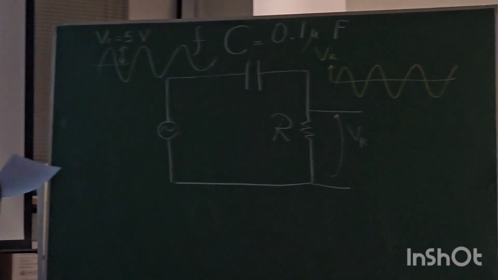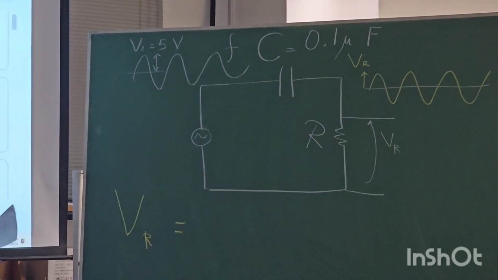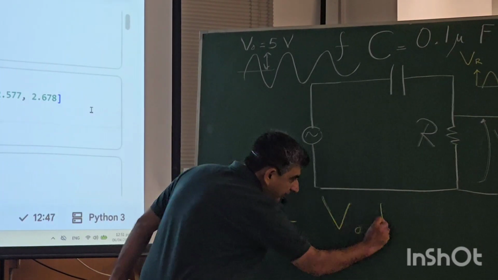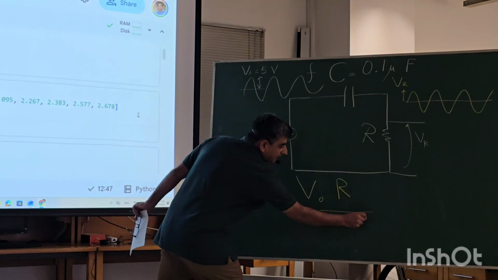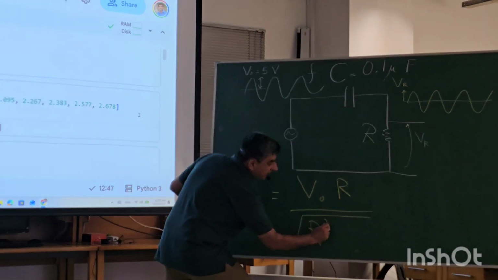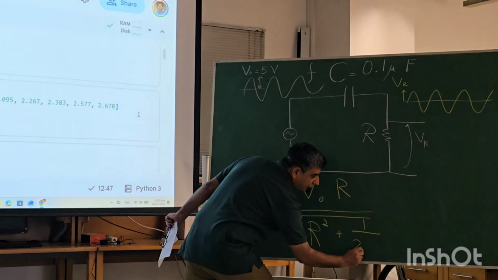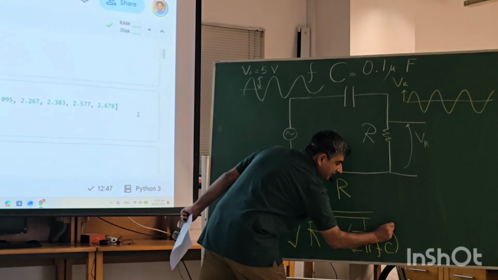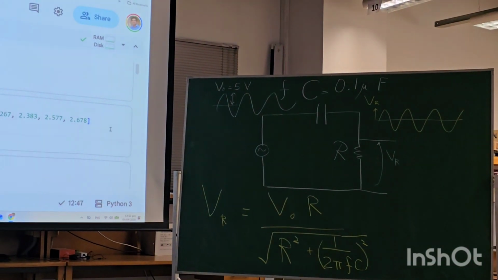The model is that VR equals V naught times R, which is unknown, divided by the square root of R squared plus (1 over 2 pi f C) whole squared, and all of this is within an under root. Okay, so this is our model.